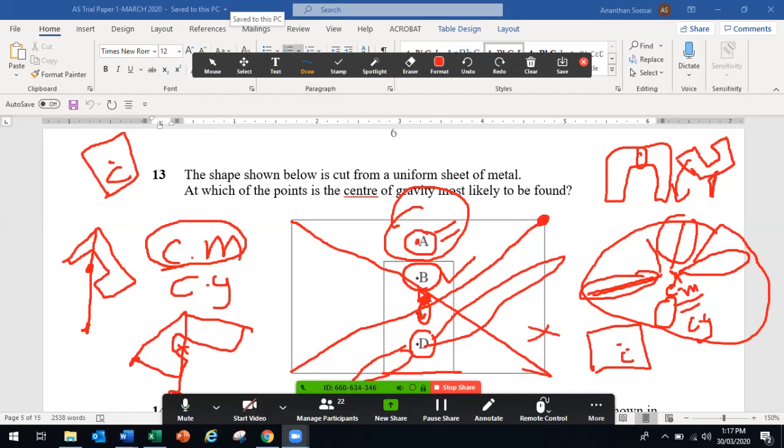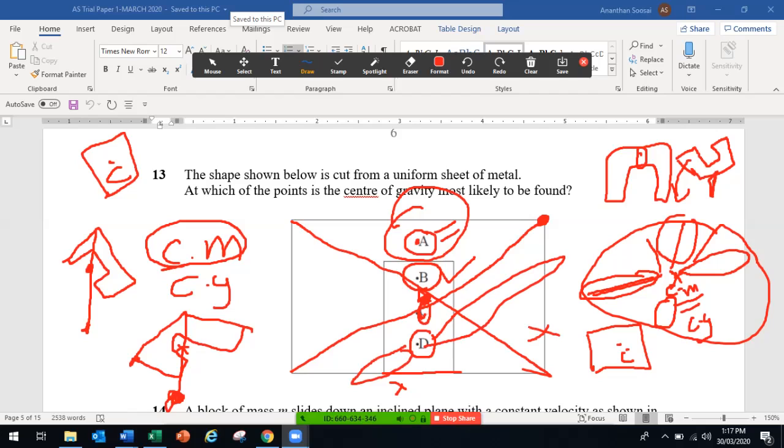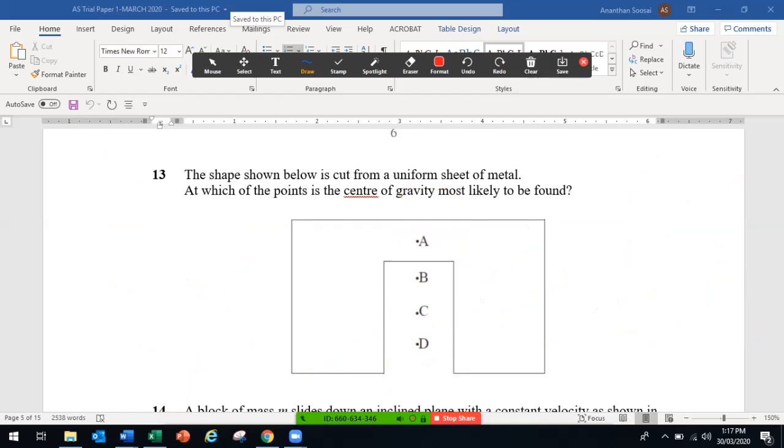Any other questions? Teacher, question 14. 14, yes, 14. Okay, 14.